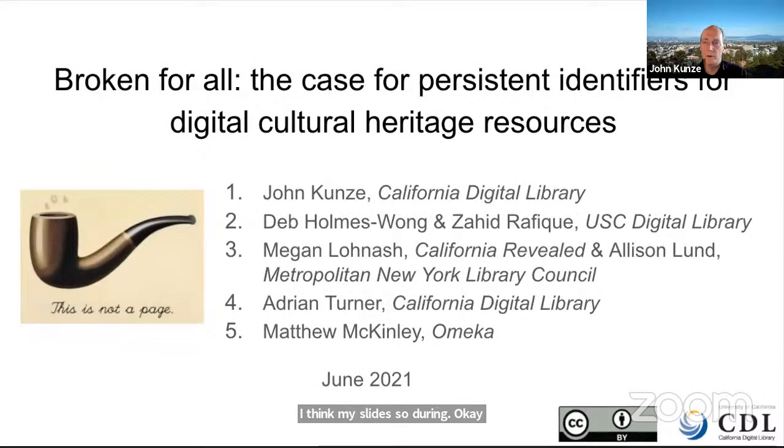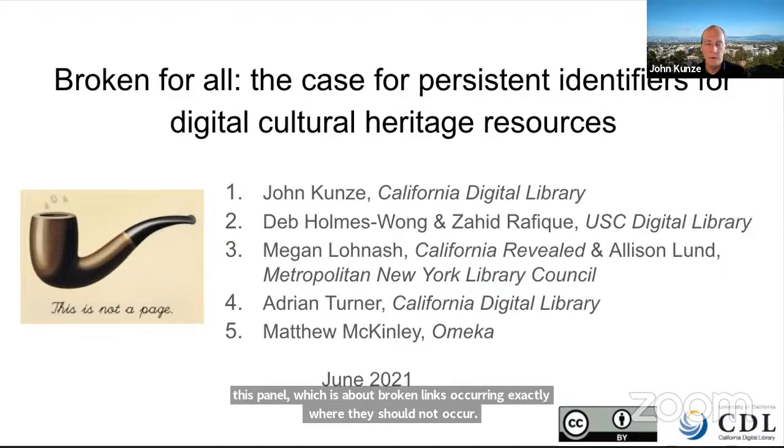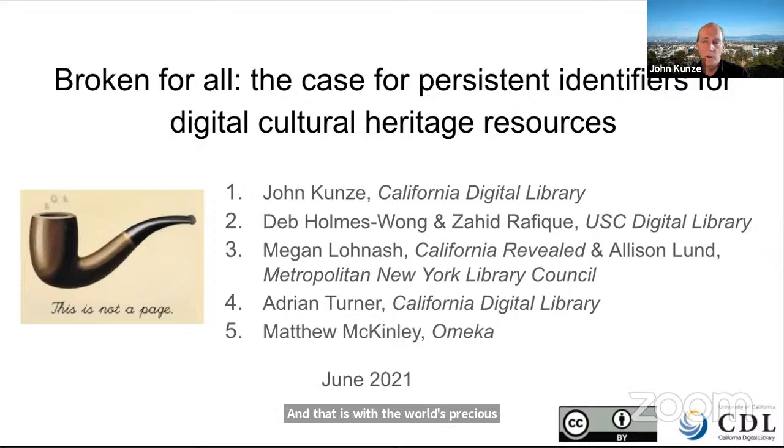Welcome to this panel, which is about broken links occurring exactly where they should not occur, and that is with the world's precious digital cultural heritage objects. A broken link is most apparent when you get a 404 not found page as a result of clicking on it. It's really surprising that persistent identifiers and permalinks have been around and available for 20 years, but few archiving and content management systems support them. The result is that long-term digital cultural heritage looks anything but long-term. Fortunately, others have led the way, and it's not rocket science to fix this with a few system design choices.